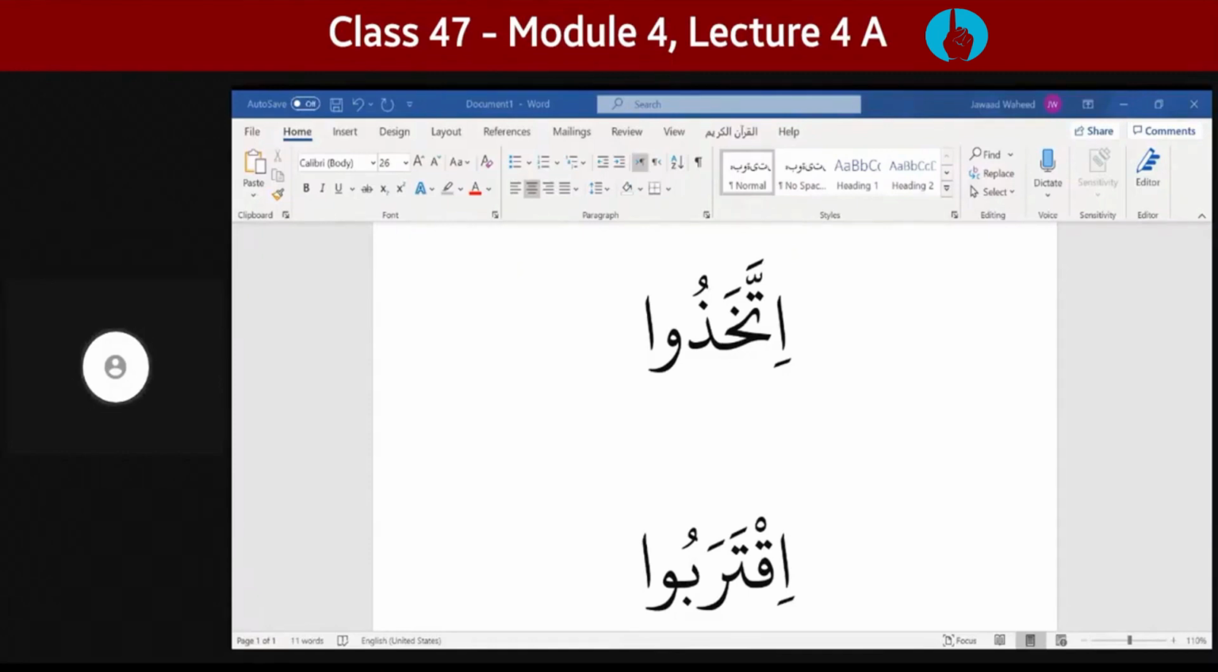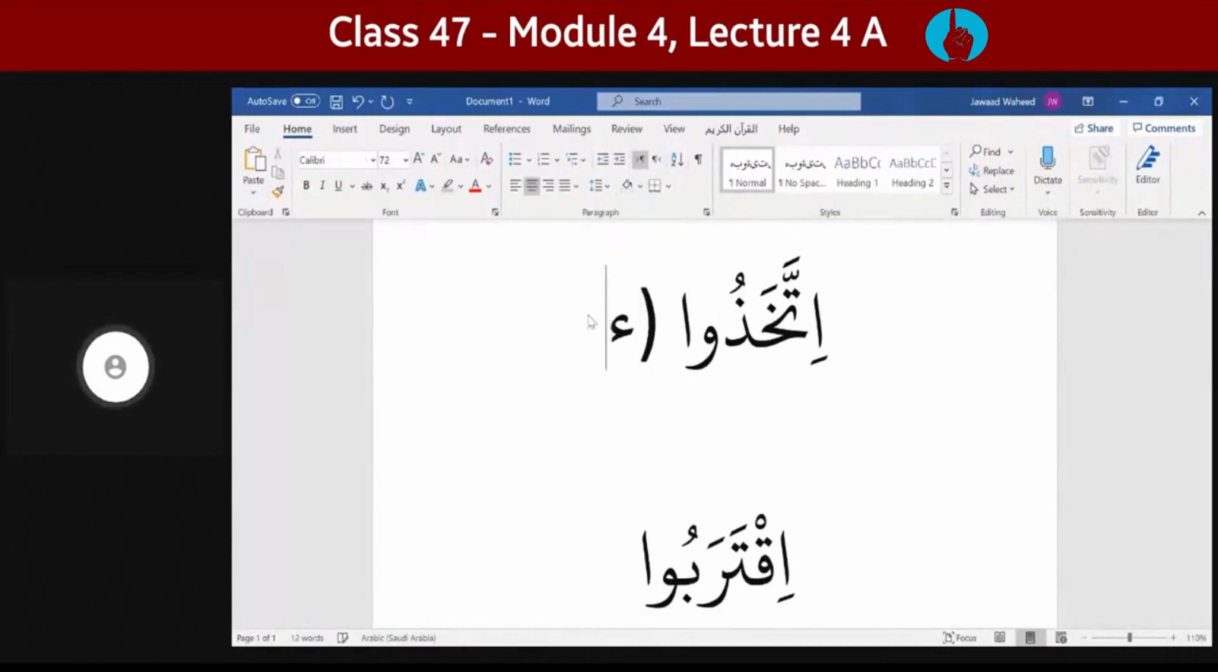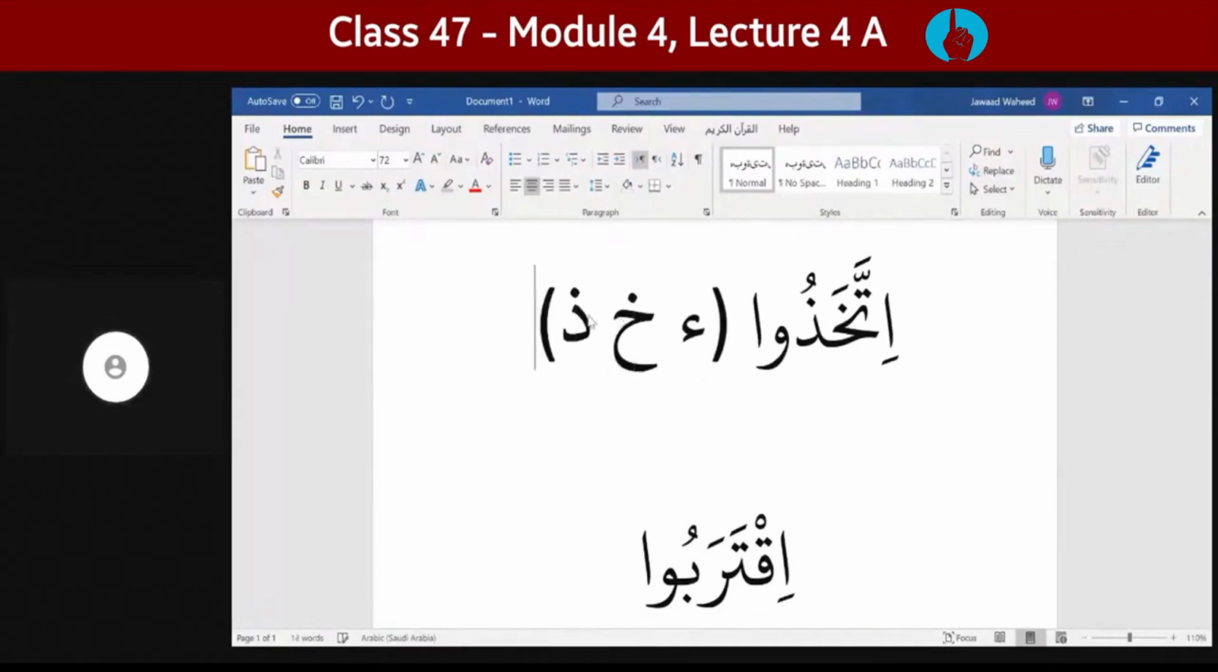Fauzia, that's not 100% correct. Again, I'll write the root here. The root is not ta, kha, dal. It's hamza, kha, dal.